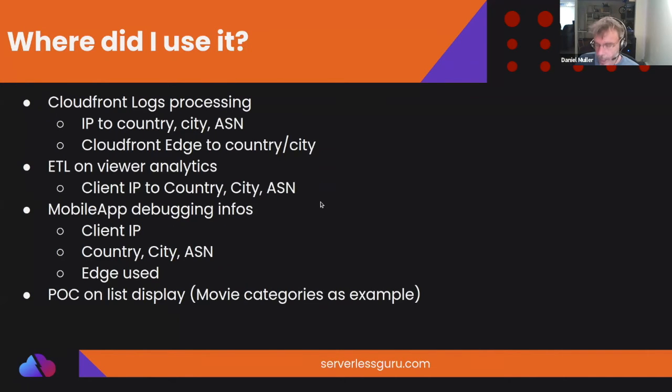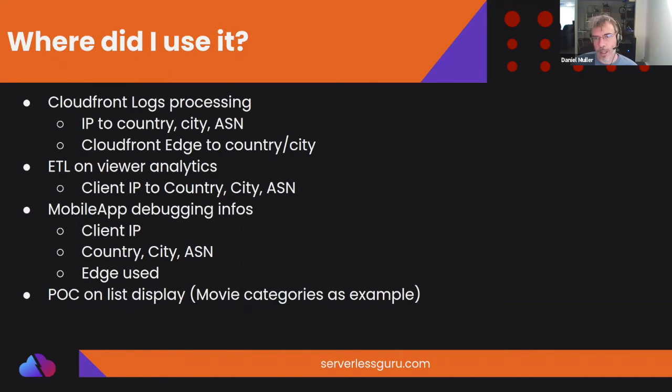And where did I use that? The first application I needed it for was to parse Cloudfront logs. All the logs that Cloudfront was producing, I parsed them and enhanced them by first knowing where the edge is. In the Cloudfront logs, you get the IP address of the person who requested it and which edge he was using. By using the combination of the Cloudfront edge and the IP to country, I was able to know in which country the customer is and which Cloudfront edge he was using.